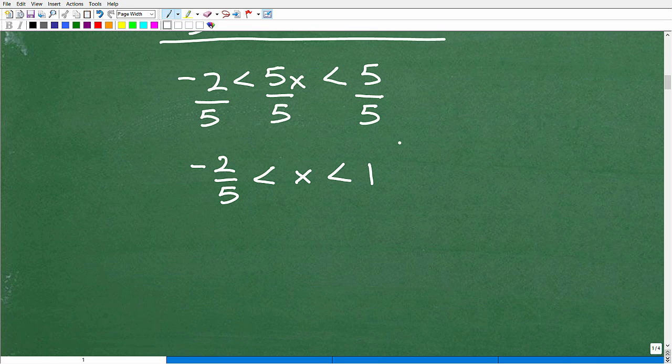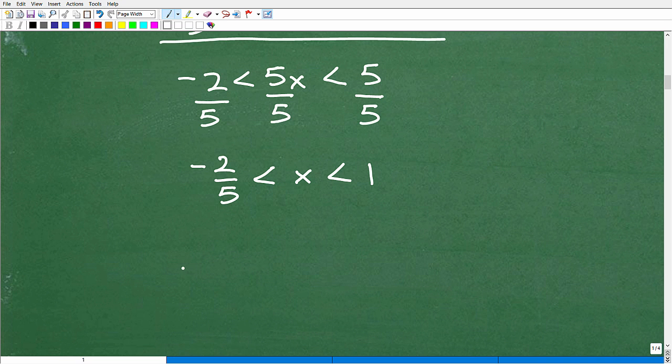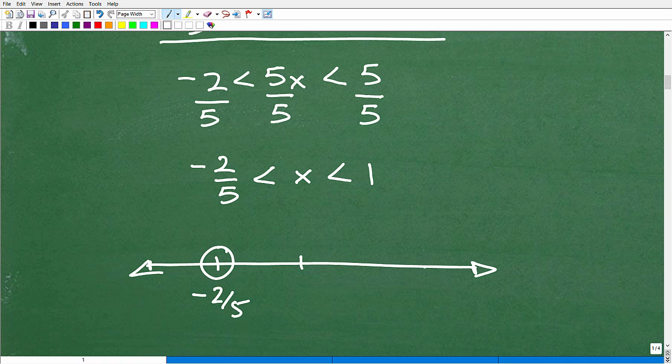Well, this is my solution, all right? Now, we can go ahead and look at this graphically. So we want to draw a little number line. So here's 0. The best thing to do is we know negative 2/5 is over here. Let's put a circle around it. And 1 is over here. We'll put a circle around that.